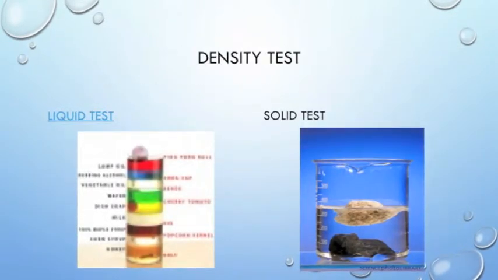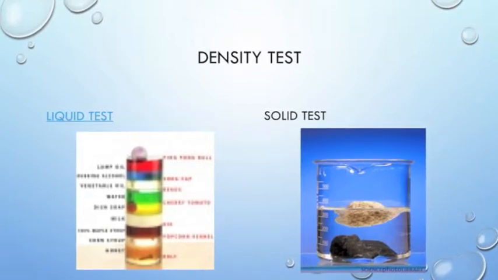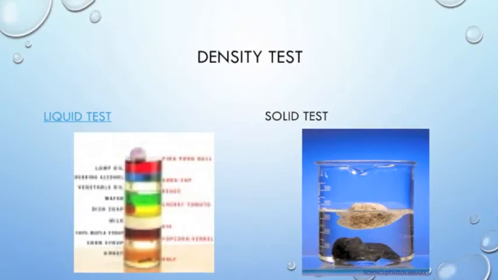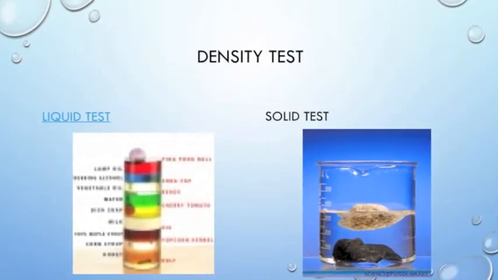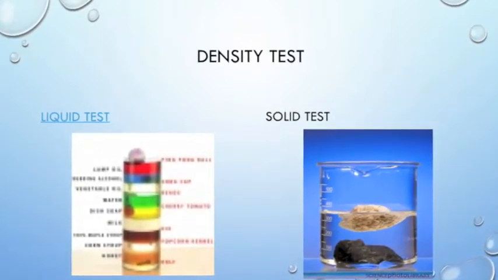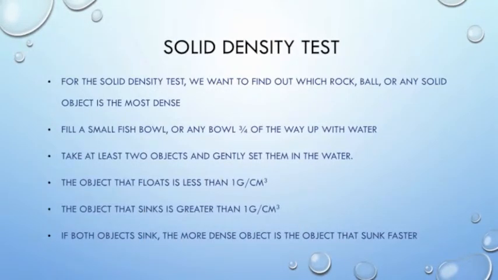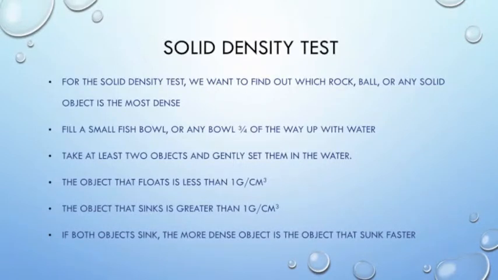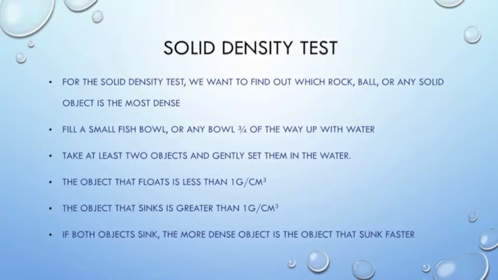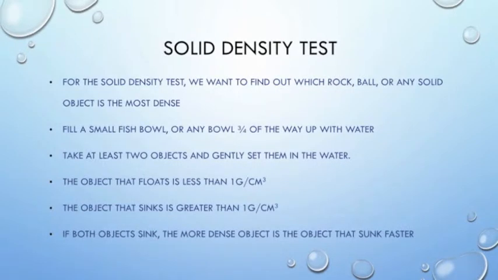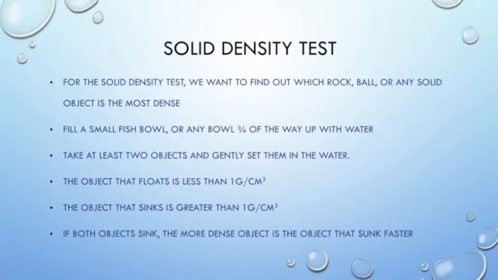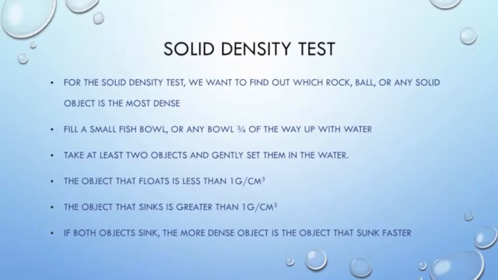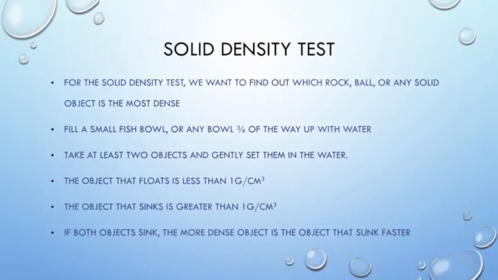Now that we've gotten through all the vocabulary of the density unit, we're going to learn about the experimental parts of the density unit. There's a liquid test and a solid test. With the solid test, all we're going to do is place a solid object in water, and we're going to put two objects. So we're going to see if one object is more dense than another object. And also, while we're doing that, some objects are going to float, therefore we're going to know they're less dense than water.